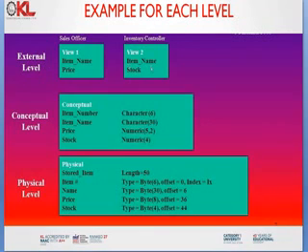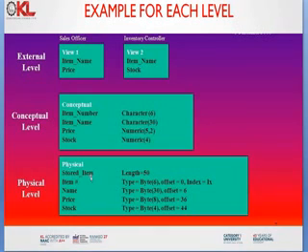In the external schema, the view depends on the person. For a sales officer the view will be different, and for an inventory controller the view will be different. In a conceptual schema, we write the concept for everything: what items are available, based upon item number, item name, price and stock. Here the item number is a character type, item name is a character type, price is a numerical type and stock is a numerical type.